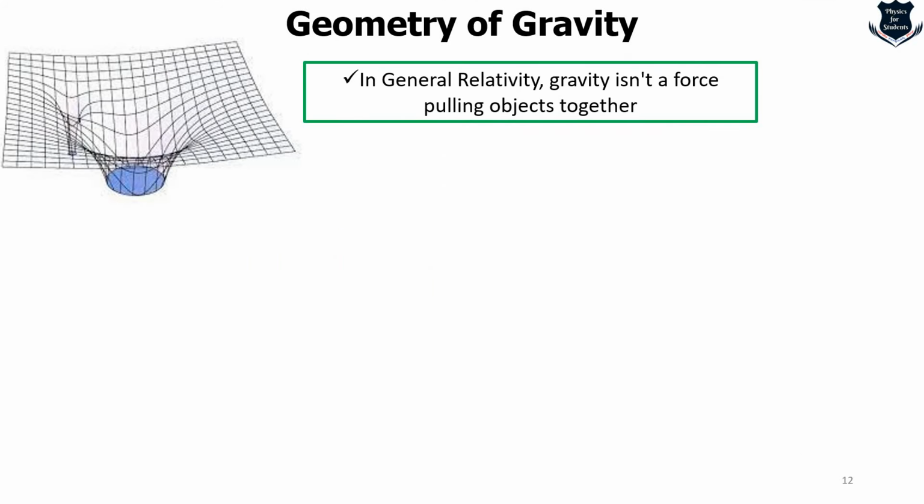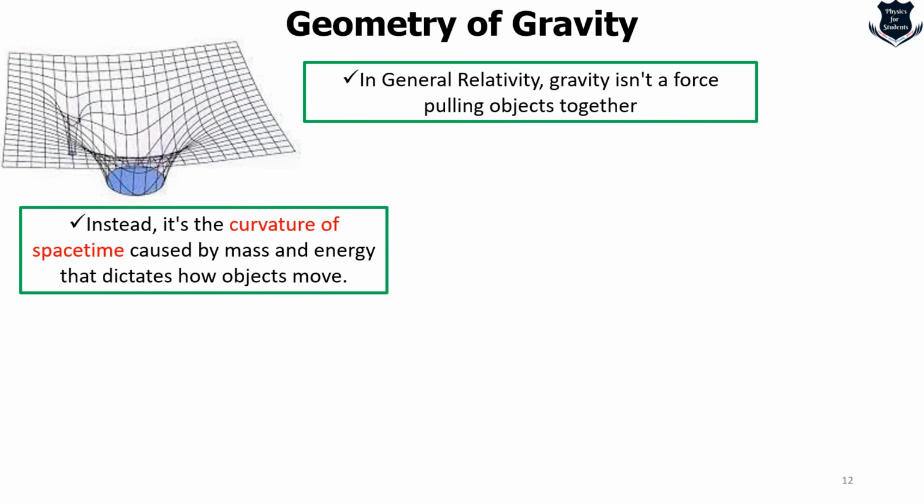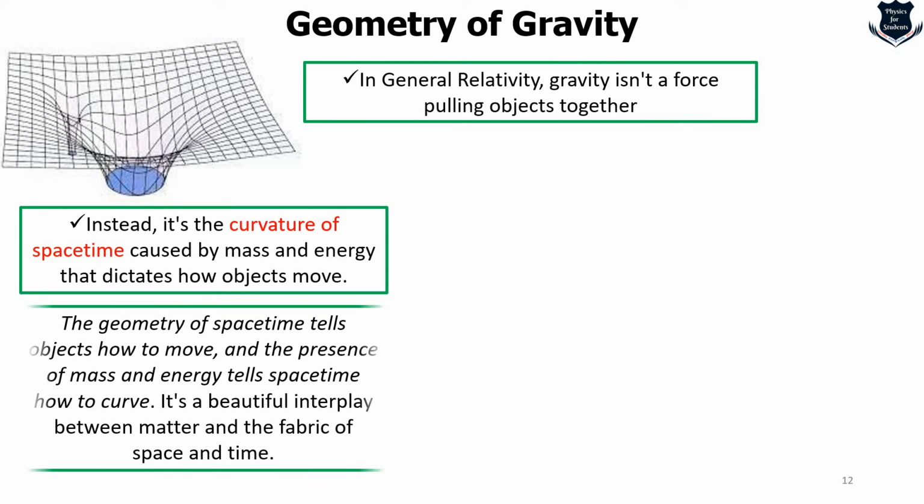So this is again a kind of a trampoline, which you can think of as a spread out sheet where there is a ball, and the ball is causing a dent. So gravity is not a force pulling objects together. Instead, it is the curvature of space-time caused by mass energy that dictates how objects move. So this is pretty important. The geometry of space-time tells objects how to move, and the presence of mass and energy tells space-time how to curve. And this is really a beautiful interplay between matter and the fabric of space-time. This is what we understand from the trampoline example.